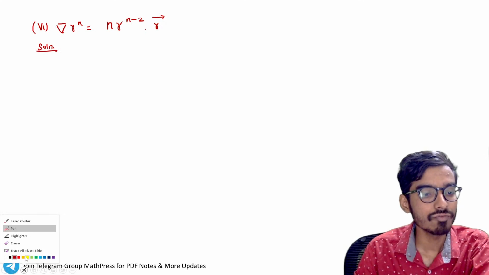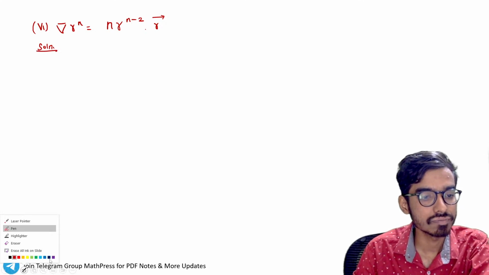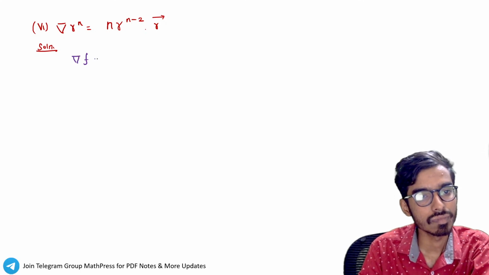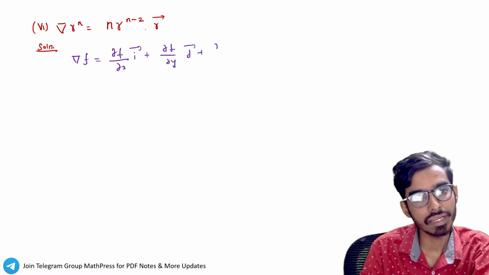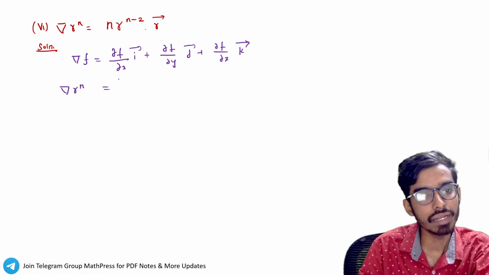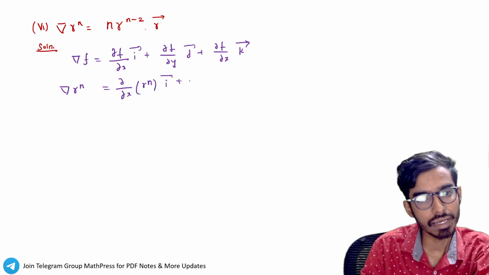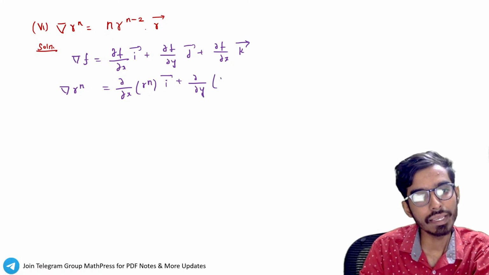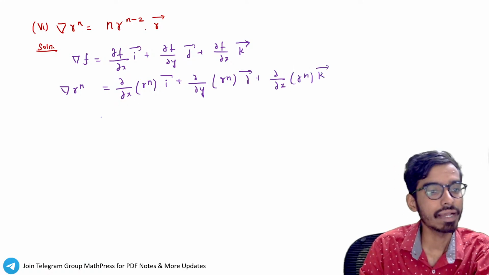So what is grad f? Grad f is ∂f/∂x i vector, ∂f/∂y j vector, ∂f/∂z k vector. So we need to find grad of r^n, which is ∂/∂x of r^n into i vector, ∂/∂y of r^n into j vector, ∂/∂z of r^n into k vector.